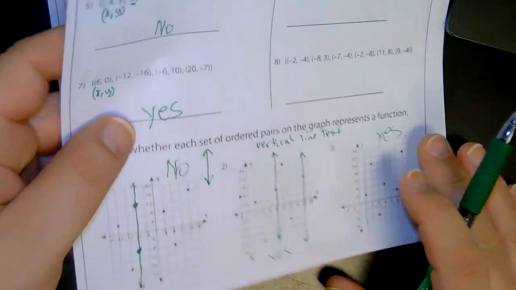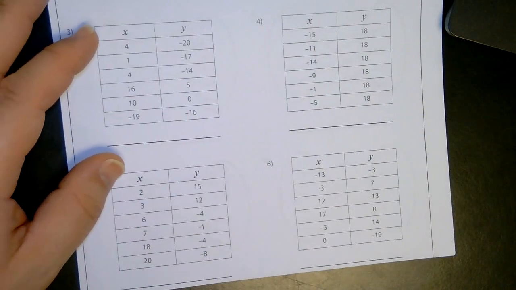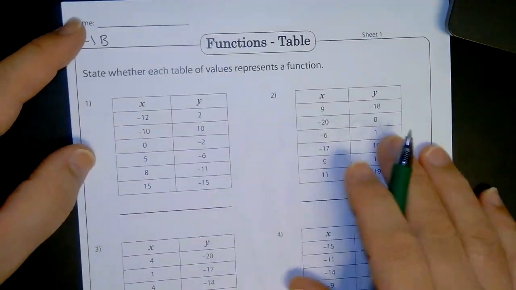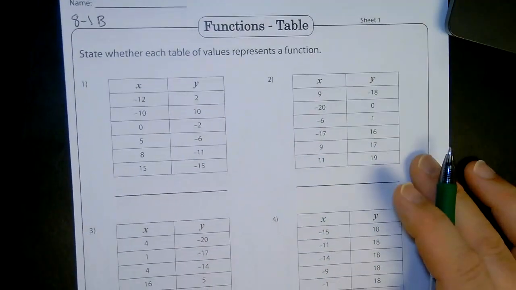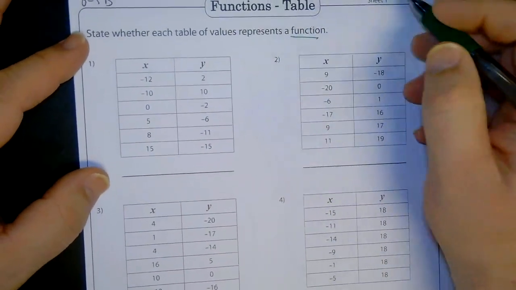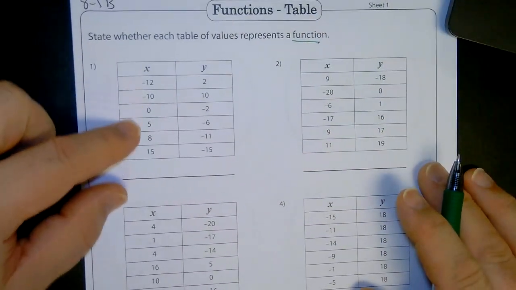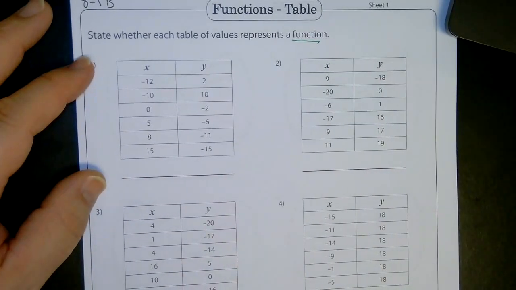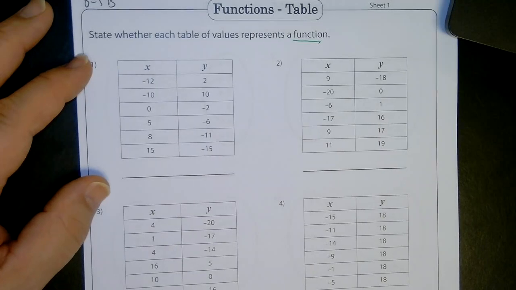Now that was 8-1. I'm also going to do the second sheet, function tables, and take a look at it now from a table perspective instead of from a coordinate perspective. Same idea applies though. I'm looking for duplicate x's. Duplicate x's is going to tell me it's going to be a no right away. So I want to make sure that I'm doing that and you understand that that's going to be the reason behind it.